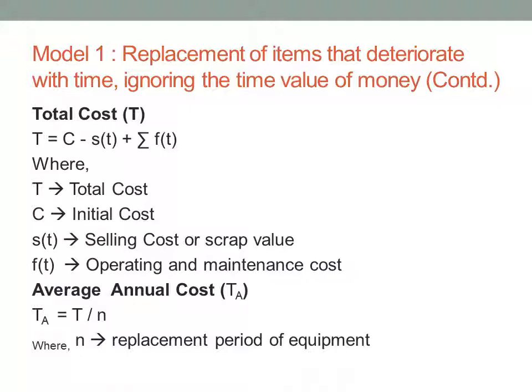The next is S of t. S of t is nothing but the selling cost or the scrap value. So whenever we are selling the older equipment to someone else, whatever cost we are getting back is the selling cost of that particular equipment. And next is F of t, the operating and maintenance cost. So whatever the cost that is incurred for maintaining that particular machine for the period which we are using it, we call that operating and maintenance cost. Through these parameters, we are going to calculate the total cost. After calculating the total cost, we are going to calculate the average annual cost, where average annual cost TA is equal to T by N, where T is the total cost divided by N, and N is the number of years, that is the replacement period of equipment.